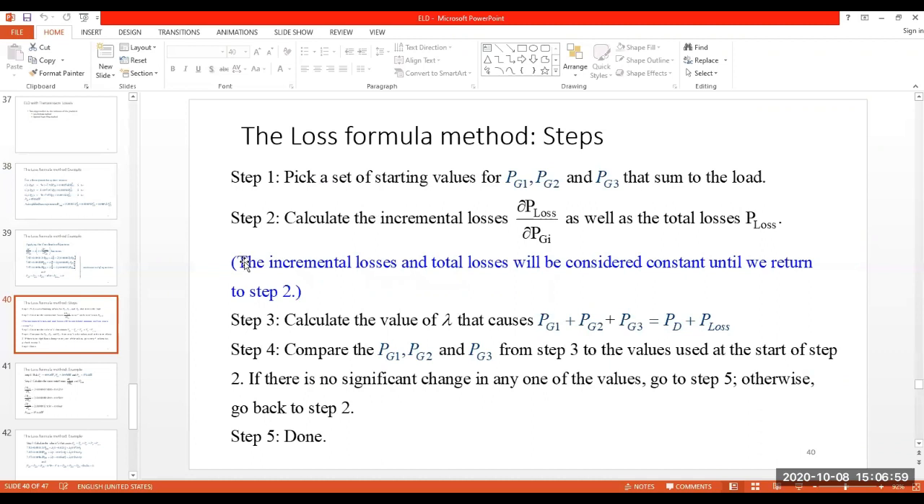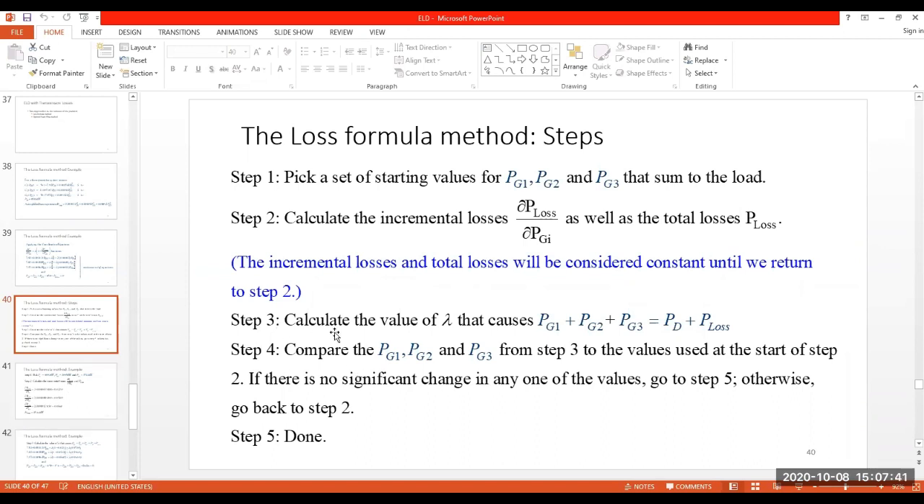Okay, a point to be noted at this step is that the incremental losses, that is this expression dP_loss by dPGi, and the total losses, which is P_loss, should be considered constant until we return to step 2. As I said, step 2 is a part of the iteration. So that means in steps 3 and 4, you should assume that your incremental loss and the total losses are constant until you come back to step 2. We'll see how this happens in the example.